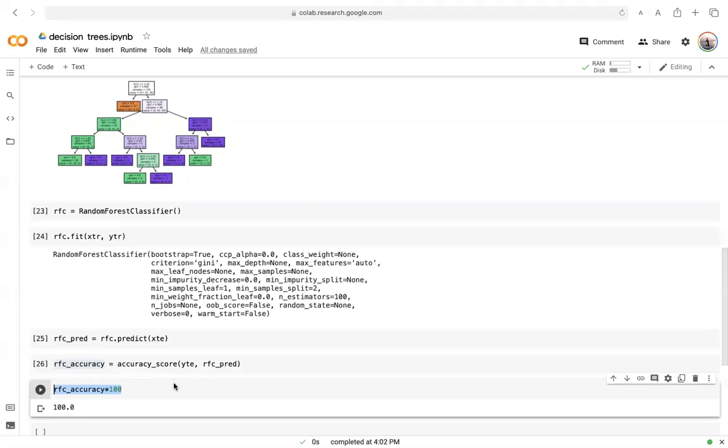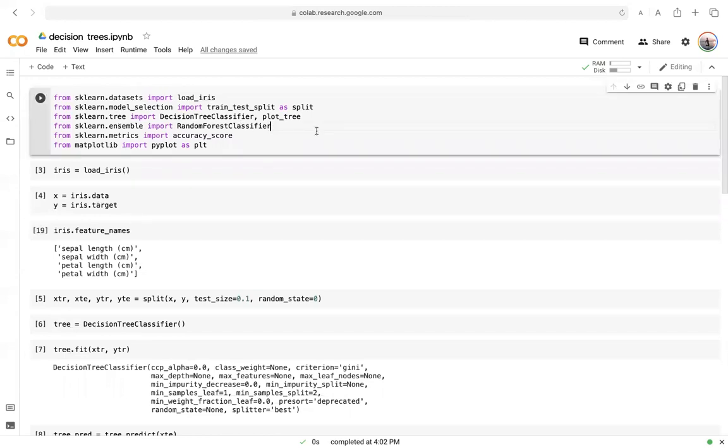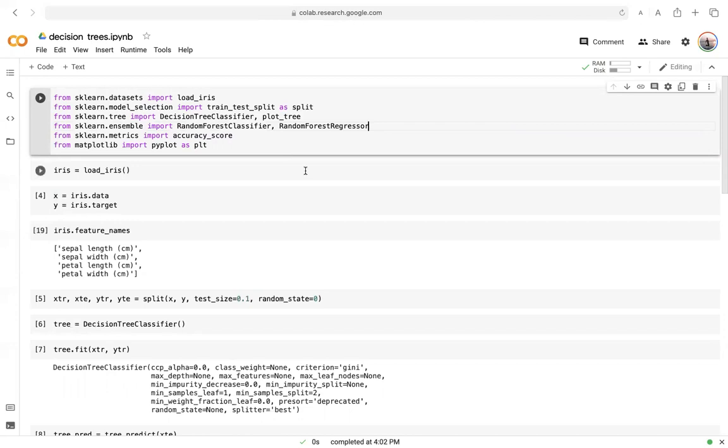You can use random forest and decision tree also for regression, like nearest neighbor. For example, if you have a regression problem, you can use random forest regressor. If you want to use a decision tree for regression, you can use decision tree regressor. Clear?